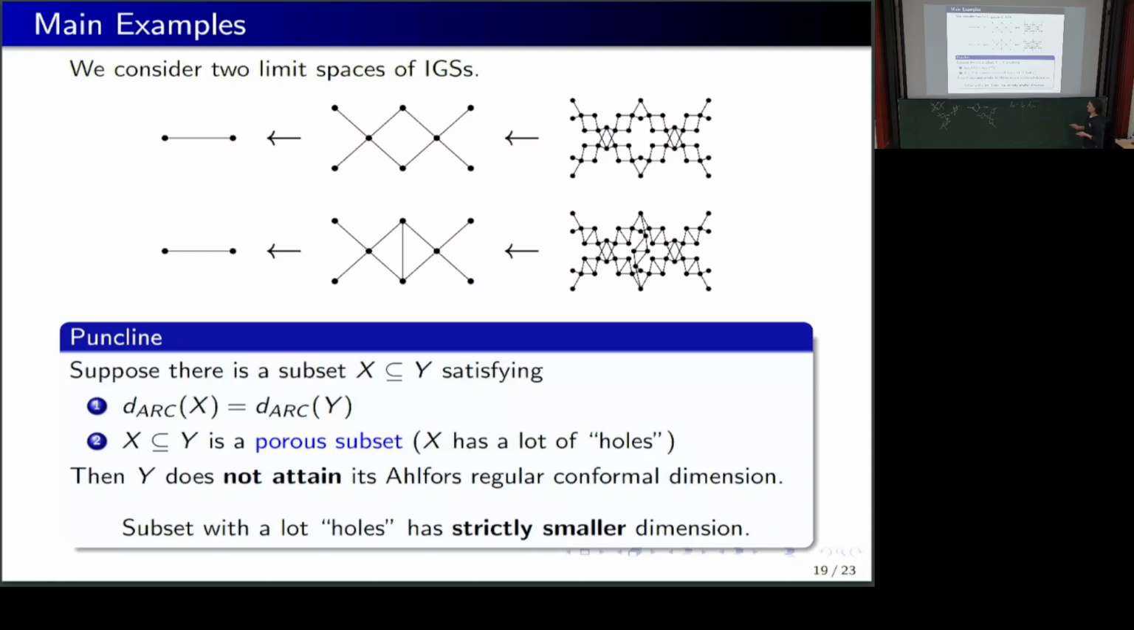So for example, the Sierpinski carpet is a porous subset of the square, and how you actually define it is that whenever you take a ball and look at how much this ball intersects the smaller set, then there is a ball of constant relative size in the complement. So there are a lot of holes. And now the punchline is that a porous subset, so a subset with a lot of holes, should have a strictly smaller dimension. So in the correct geometric environment, this is true. And using this fact in the correct way, I can show this.